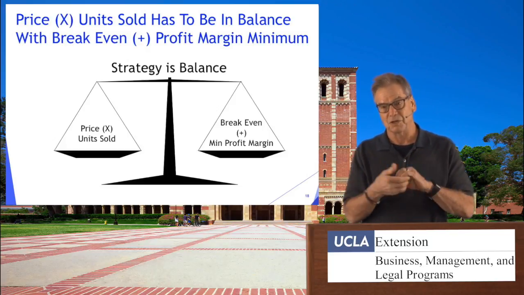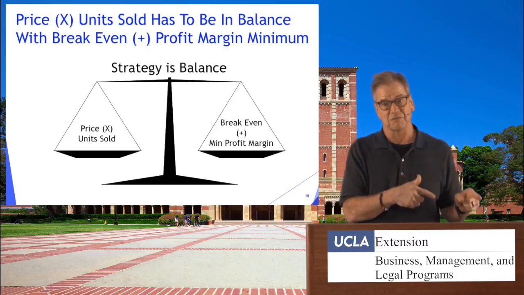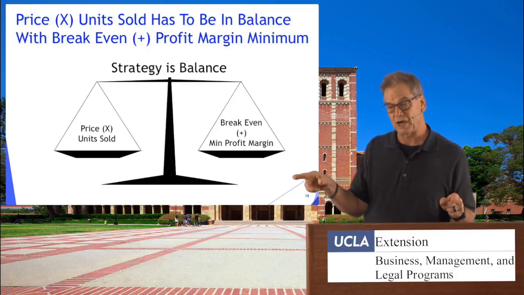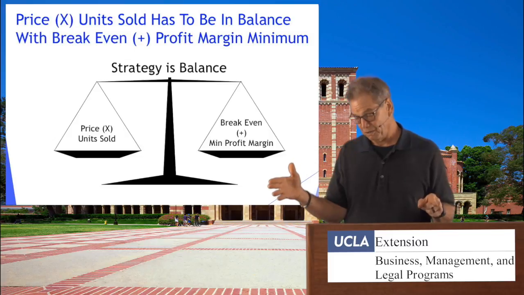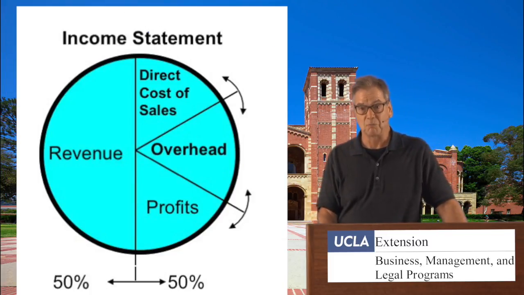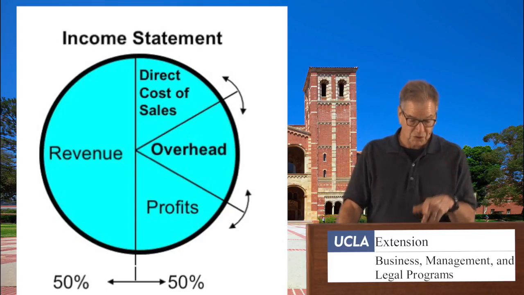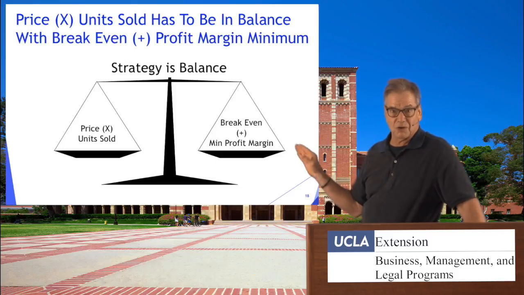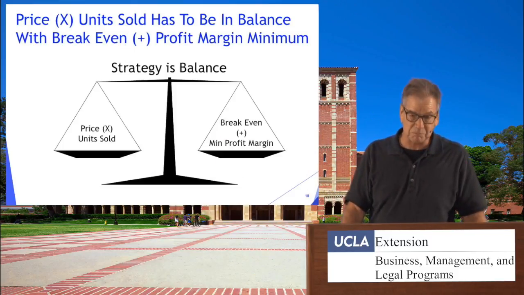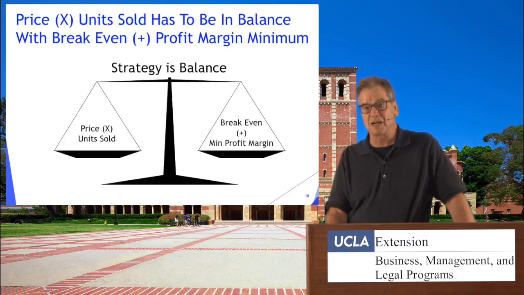There's a constant tug of war, because if we're not selling enough units at the right price, then we're not going to be able to pay for our direct cost of sales plus our profit margin necessary to survive as a business. So understanding what's going on with these scales of balance is absolutely essential, because when we go into business, we have to know for sure that there's going to be enough demand that we can survive at what we're selling at the price point.